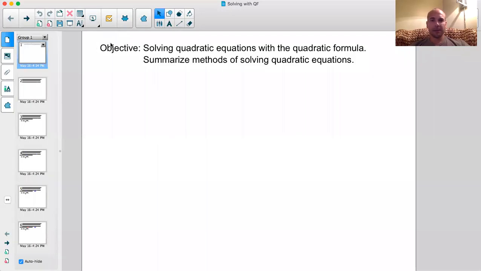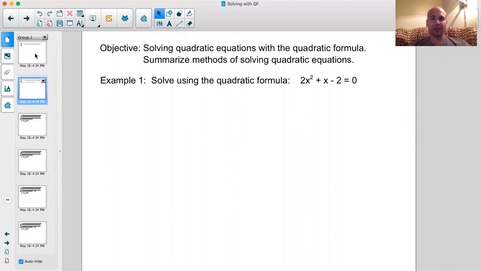So in this video, we're going to see how to use a new tool for solving quadratic equations called the quadratic formula. Some of you may have watched the video introducing it, showing where it came from. And then at the end of this, because it is our last lesson on solving quadratics, we're going to summarize methods of solving quadratic equations because we have three and we want to talk about when do you use what.